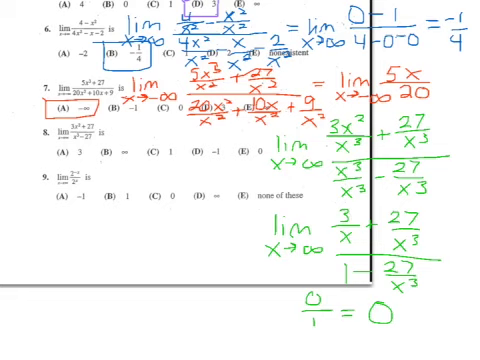For number 9, we have the limit as x approaches infinity of 2 to the negative x over 2 to the x. And we want to simplify by subtracting our exponents. So an x minus a negative x is a 2x. So we have 1 over 2 to the 2x. Now, if we keep plugging in bigger and bigger numbers for x, the bottom will get extremely big and the top will stay 1, so this will tend to 0.